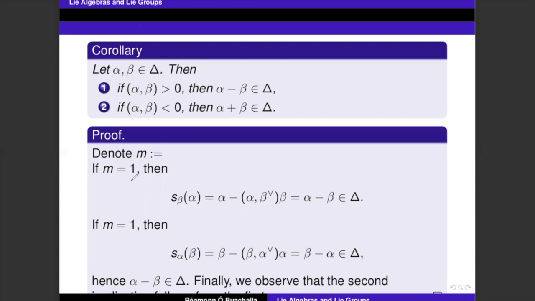This gives us a criterion for this to happen. If the inner product of the two of them is greater than 0, then their difference will be in the root system. If their inner product is less than 0, then their sum will be. And I won't prove it here because we don't really have time, but it's also true that if alpha and beta are perpendicular, that is, if the inner product is equal to 0, then alpha plus or minus beta will not be in the root system.